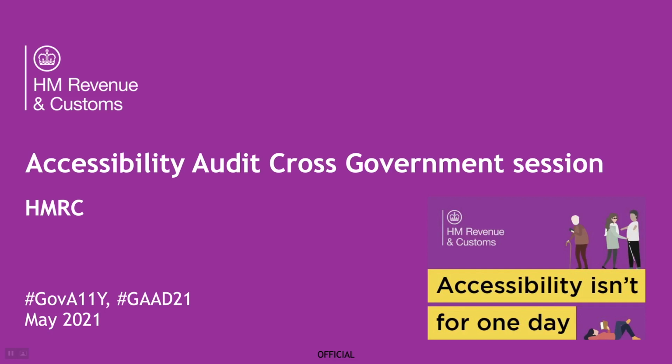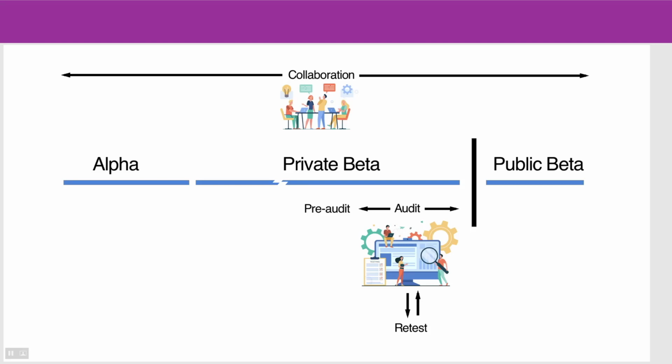As part of that role, we undertake a set of different audits. There are three main audits for HMRC. We have our primary audit, which is the main event. This is a week-long audit. It takes place just prior to a service going into public beta. Public beta is one of the phases of a service lifecycle, and it's where the service goes into the public domain for the first time. There are also private beta and alpha phases, as you can see on this diagram.